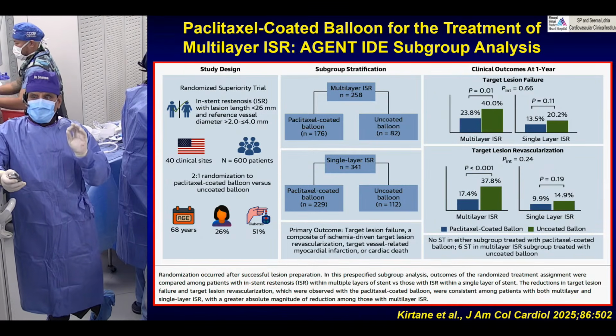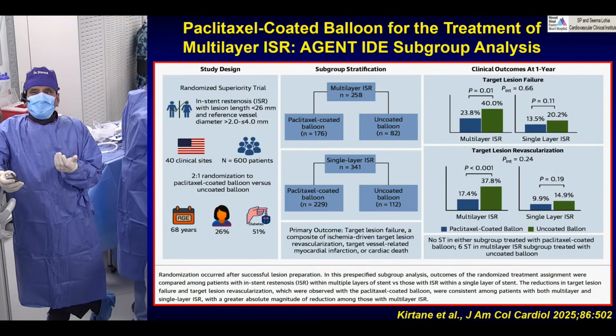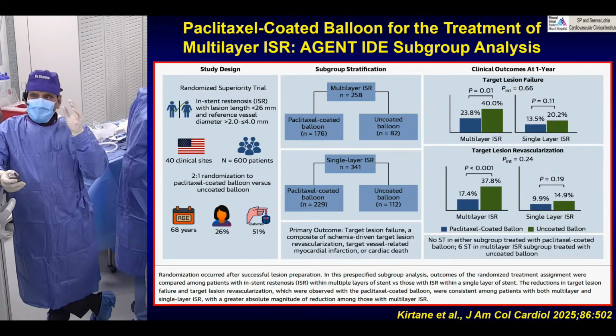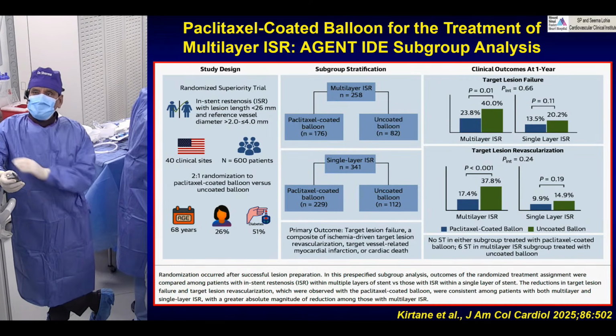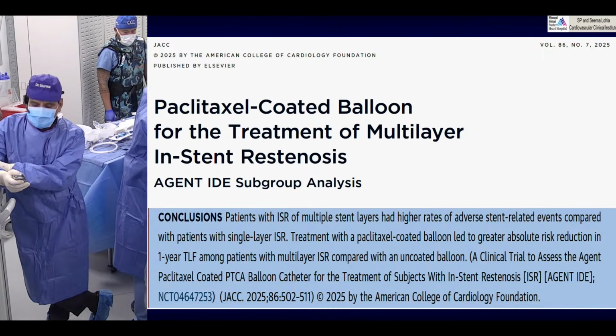So basically it showed that once you have multi-layer ISR, balloon angioplasty is not good, and that's what we don't do. We always do either drug-coated balloon or, which we have been traditionally doing, intravascular brachytherapy, IVBT. And this basically was the conclusion.